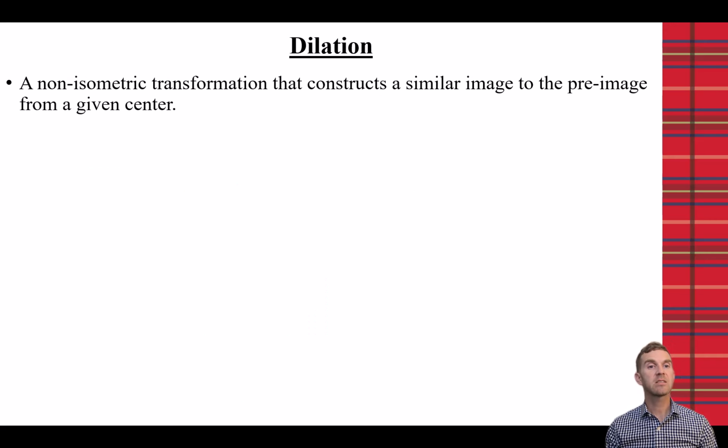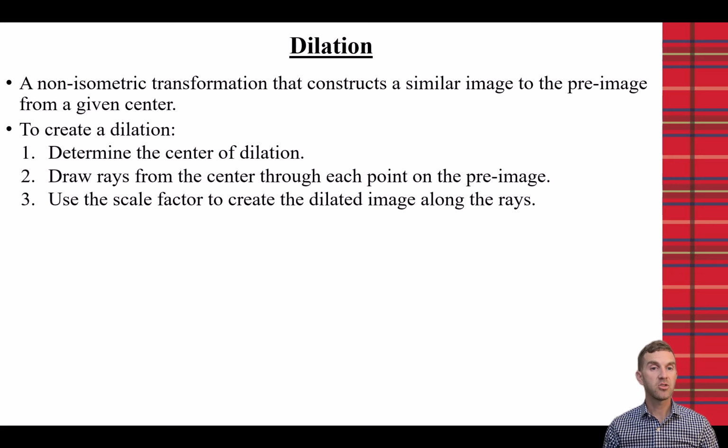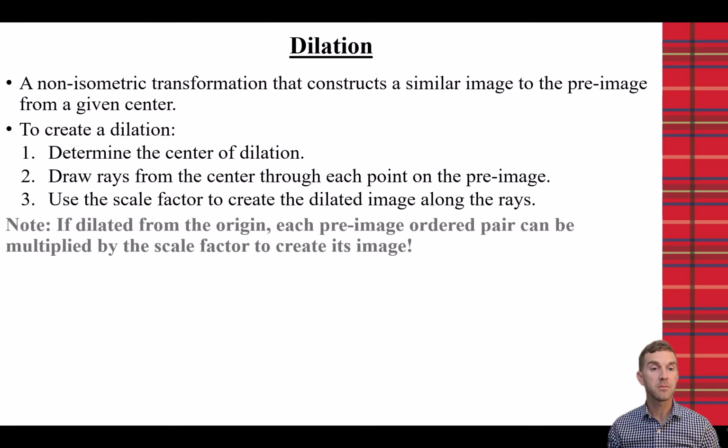Now, dilation is our fourth primary transformation, and this is not isometric because what we're creating is a similar image to the pre-image, not the congruent image. So what we recognize here is that we have to have a center, and then we're going to create the similar image from that. So to do this, first determine your center of dilation, and then you're going to draw rays from the center through each point on the pre-image. And then we're going to use a given scale factor to create the dilated image along those rays.